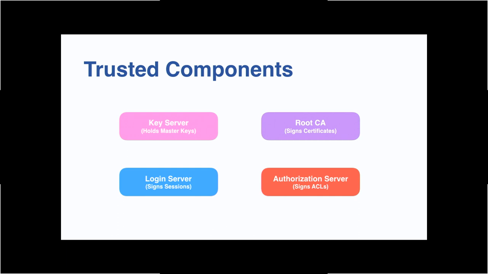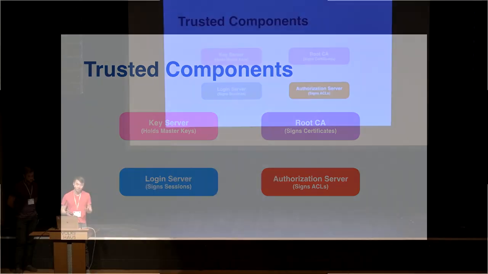So these four components constitute the root of trust within Facebook. First, we have a key server, which has access to all of our master keys used for cryptographic operations. When a client wants to encrypt or sign something, it can send the plain text over to this key server, which then returns the encrypted results or the signature. And this means that we don't have to distribute these master keys to all of the clients which need to use them.